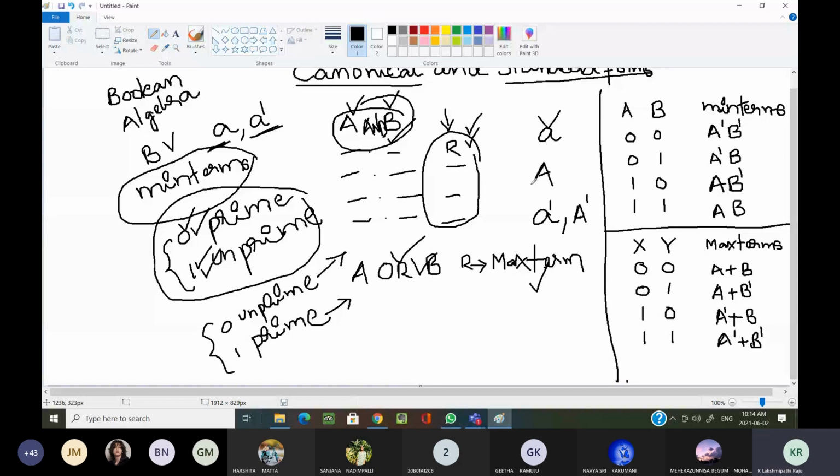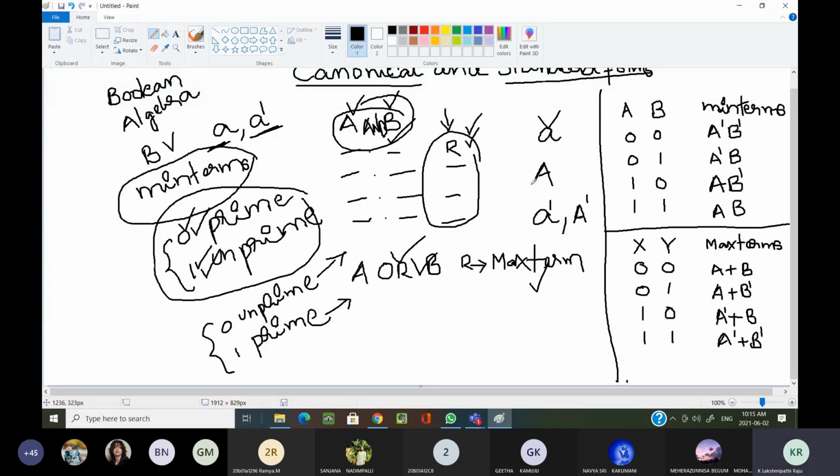So once again, the AND operation. If we perform the AND operation between both those variables, the result we are getting is minterms. Why? Because we are not getting a single result. If we consider two variables, there are four combinations, so we are getting four minterms.